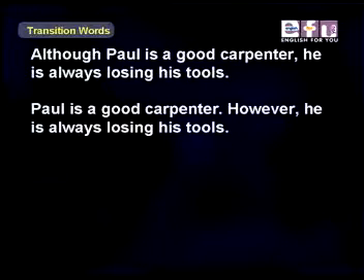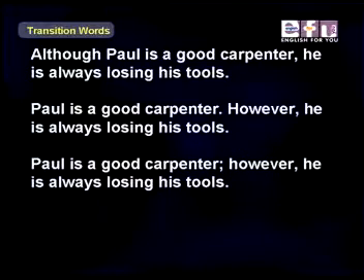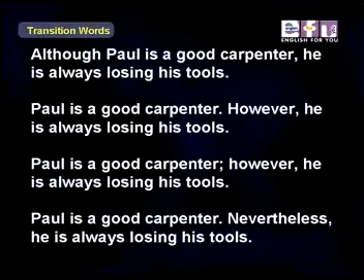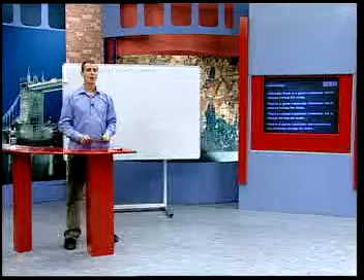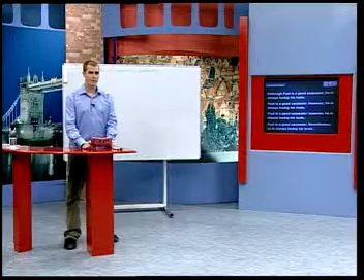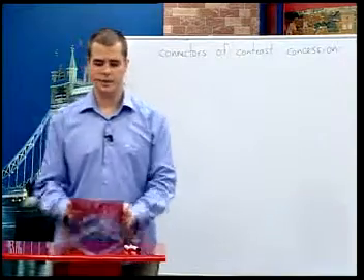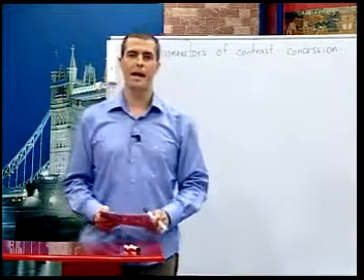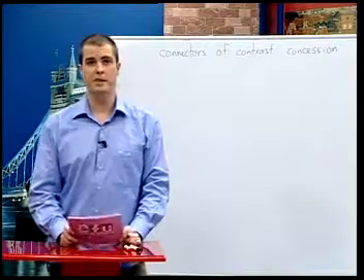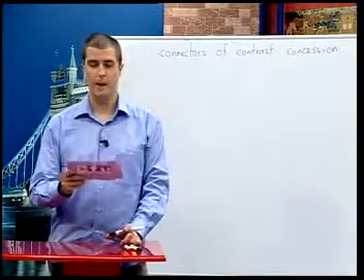Paul is a good carpenter. However, he is always losing his tools. Paul is a good carpenter; nevertheless, he is always losing his tools. Although, however, and nevertheless are connectors of contrast. They have the same meaning as but, which we have already studied and reviewed.